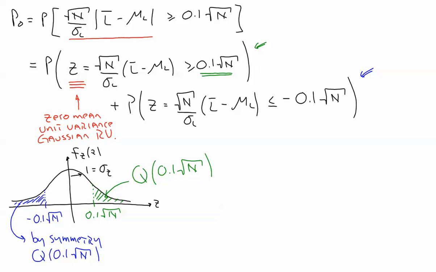Okay? Z is a zero mean unit variance Gaussian. When I integrate the upper tail or the lower tail of a zero mean unit variance Gaussian, I just get a Q function. So for that reason, that's my result for this particular problem.